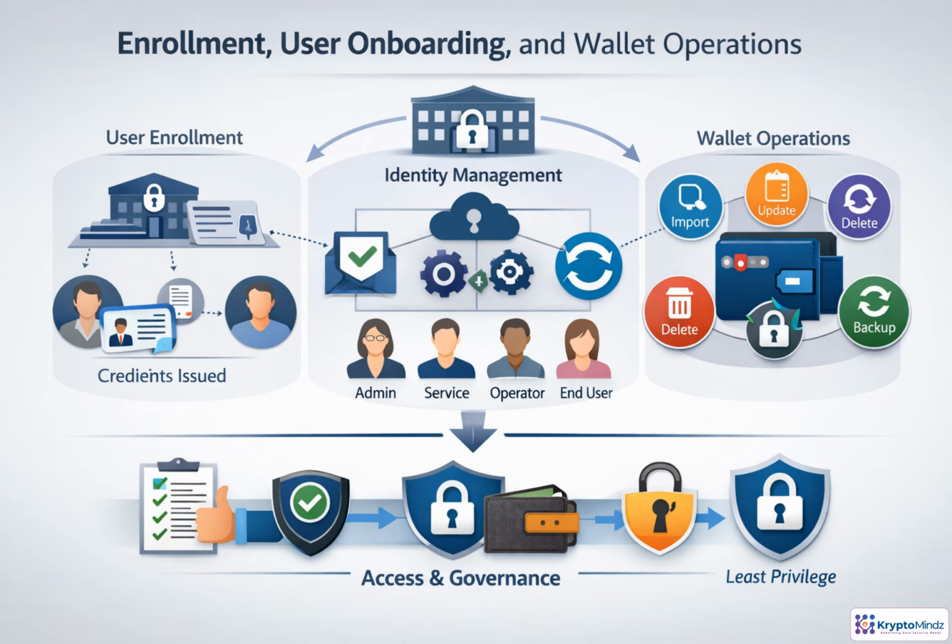Before an application can submit transactions for a participant, that participant needs a trusted identity. The usual flow starts with registration, followed by enrollment with the certificate authority, which issues cryptographic credentials. Those credentials are stored in a wallet, where applications can import, find, update, delete, and back them up. From there, roles and attributes define what each identity can do. In enterprise environments, this should connect to IAM or SSO, approval workflows, and least privilege.